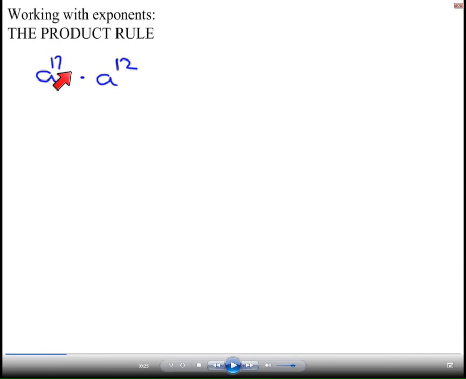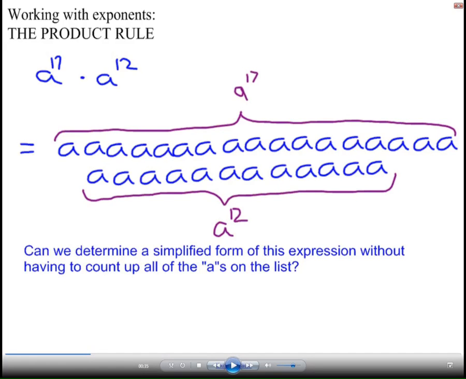It gets to the point, if you're looking at something ridiculous like some number to the 17th power times some number to the 12th power, this would be a really big pain to write out. In fact, there's 17 a's altogether and another 12 a's altogether, and the question is, can we find a way to get this expression simplified without having to list and then count all of these up?